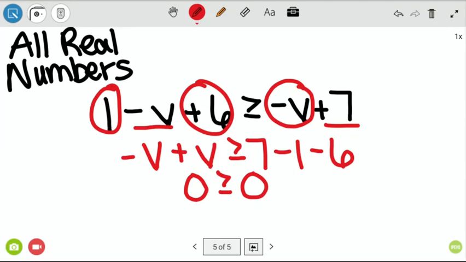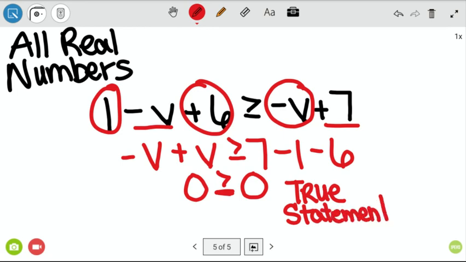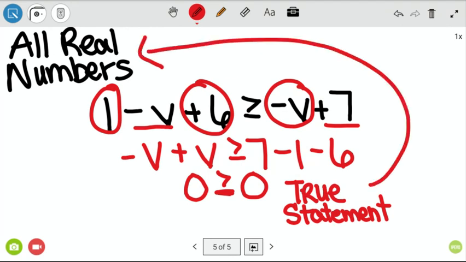So you have to ask yourself, is this a true statement or a false statement? Is 0 greater than? Now, this "or equal to" also makes it true. 0 is equal to 0, so this works. If it is a true statement at the end, you're going to say that every number would work for this inequality. It doesn't matter what value we plug in for the variable v. We're going to get a true statement no matter what. So true statements result in a solution of all real numbers.